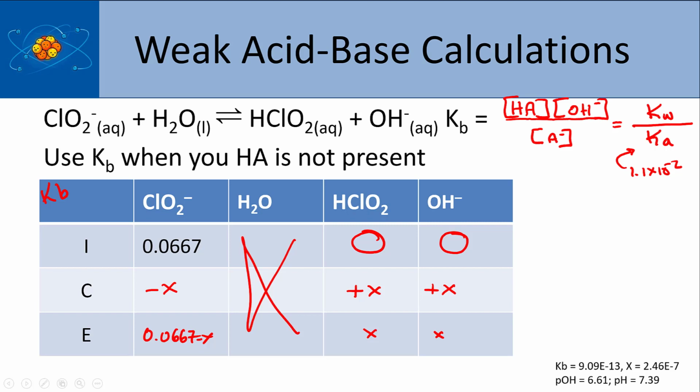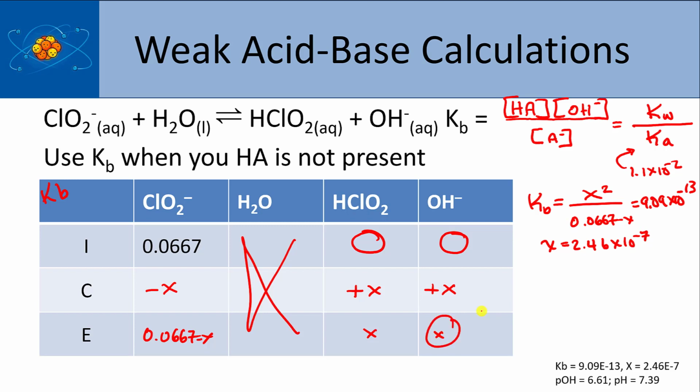And then we're going to plug in our value. So I have Kb is equal to x times x, so x squared, right, because that's these values that are down here, divided by 0.0667 minus x. That's going to be equal to 9.09 times 10 to the minus 13, so it's pretty small. You can do the x is small approximation with this if you want, but you'll find that x is equal to 2.46 times 10 to the minus 7. And that's this value, right?